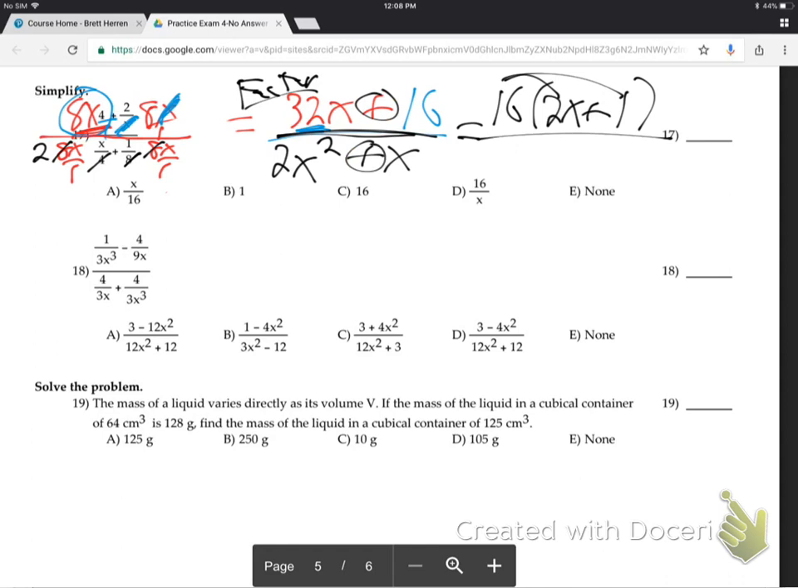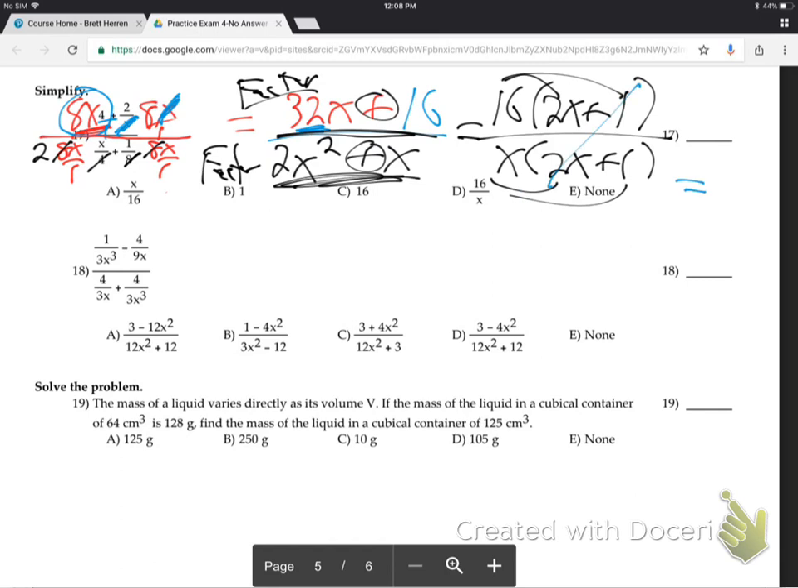And same thing down here. So we got to factor the top, factor the bottom. What do these guys have in common? X. What does it leave behind? 1, because if you multiplied, it would go back. And then what happens? Boom, 16 over x. There it is. You see that? Good there. All right, so I'm going to move on.